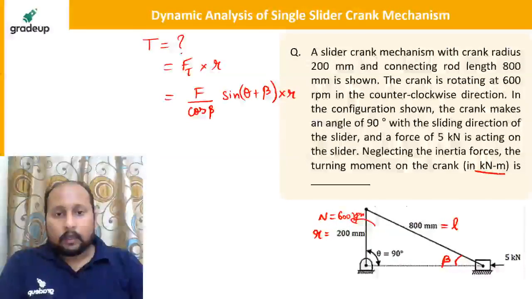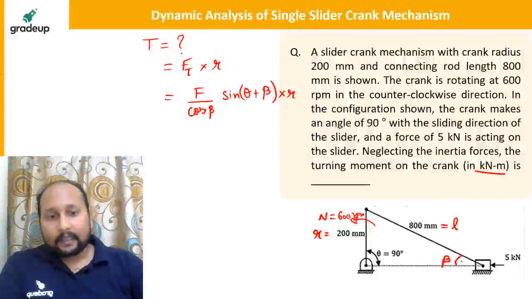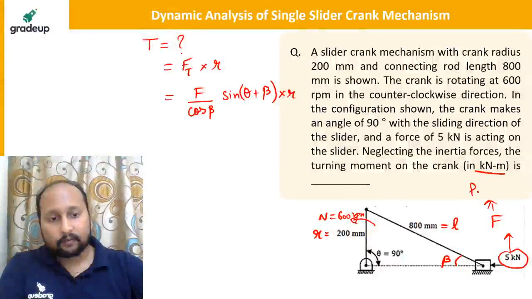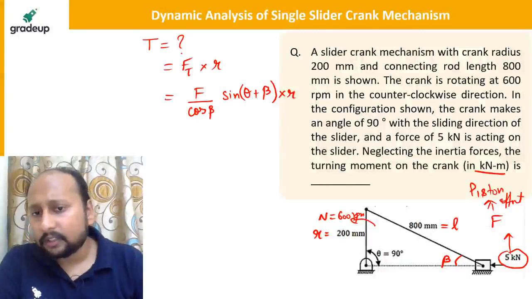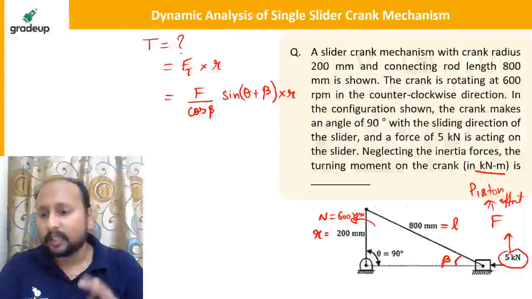The force acting on the slider, the net force acting on the slider, is your piston effort, which is already given. This is your F, the piston effort. So you have to tell me what will be the net turning moment. Theta is equal to 90. It's very basic, it's a 1 mark problem. You can directly calculate.